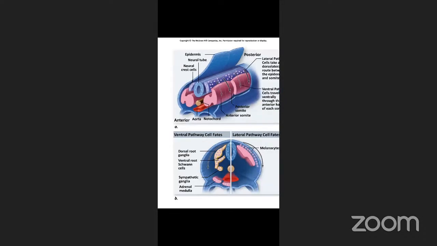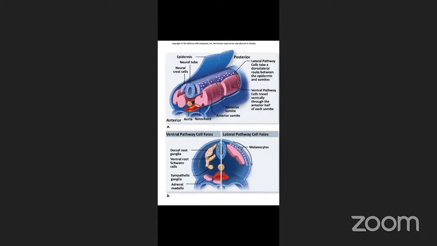So this is how it looks. The anterior region and posterior region. And those which are present on the anterior region are anterior somites, and those which are present in the posterior region are posterior somites. So these posterior somites usually enter into two pathways: lateral pathway cells that form the dorsolateral route between the epidermis and somites, and the ventral pathway cells, which travel ventrally through the anterior half of each somite. Okay. So no need to remember in depth, just remember from which cells, which pathway gives what type of cell.